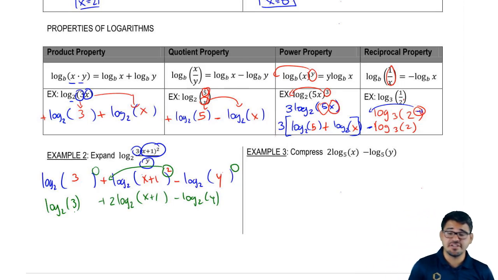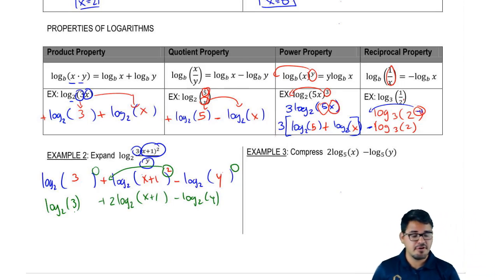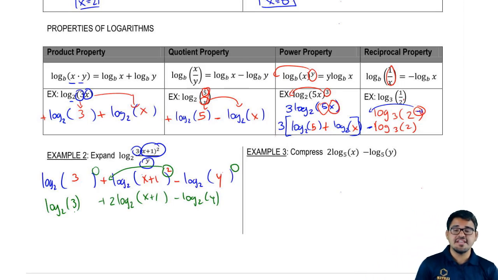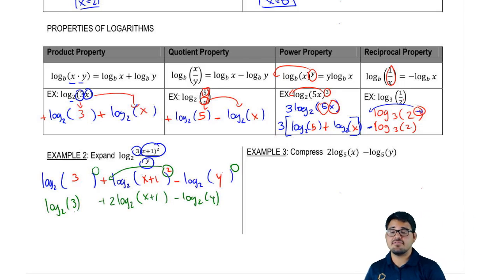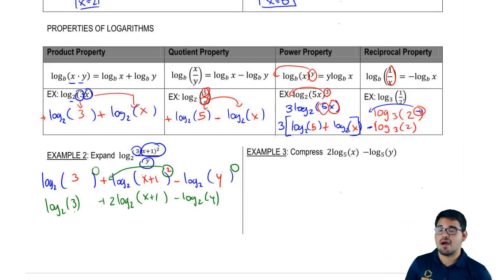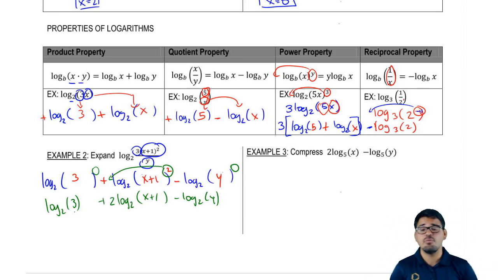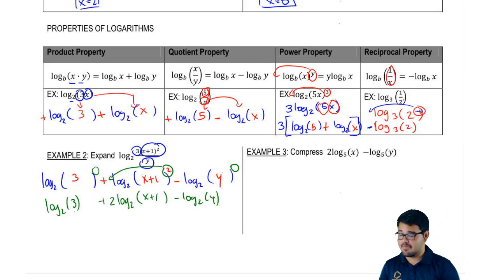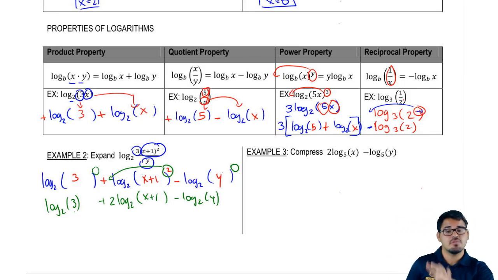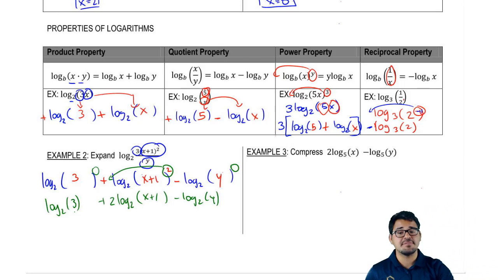So we have actually just finished expanding this, because first we use the first 2 properties where they each get their individual log, and then right after that we just break down any powers, and then we're done. After we bring down powers, we're done. Which should tell you something: since bringing down powers is your last step, when you go backwards and compress in example 3, that is going to be your first step. But we'll get to that in just a second. Just remember that. Your last step of expansion is your first step of compression.